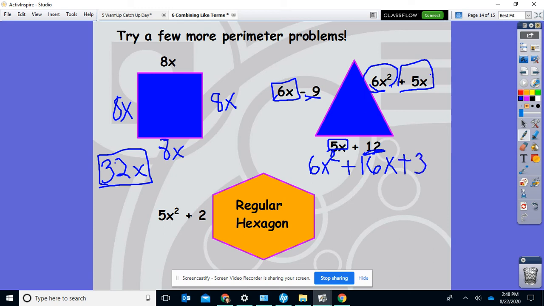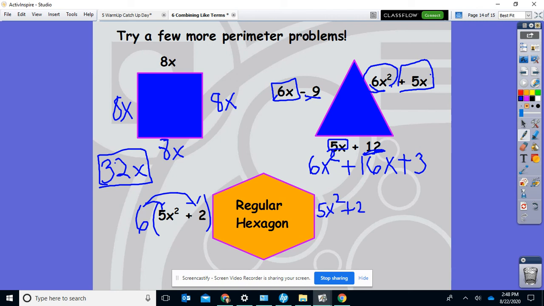Okay, the last one is this hexagon, and they only label one side, and they tell you it's a regular hexagon. What does that mean? Yes, it means that all sides are the same. Now, I could go in and add all of these up, fill these in all the way around. What I'm actually going to do is count up the number of sides, and I'm going to multiply each part. Okay, each part is going to get multiplied times 6.